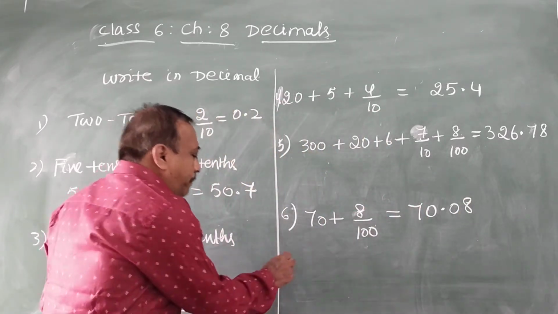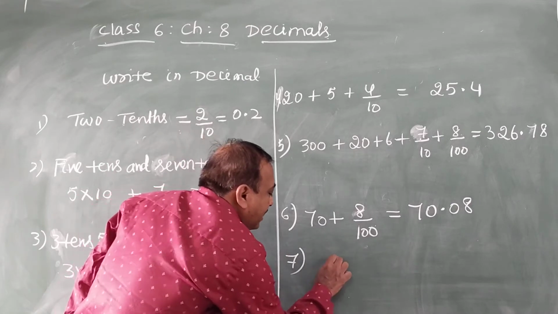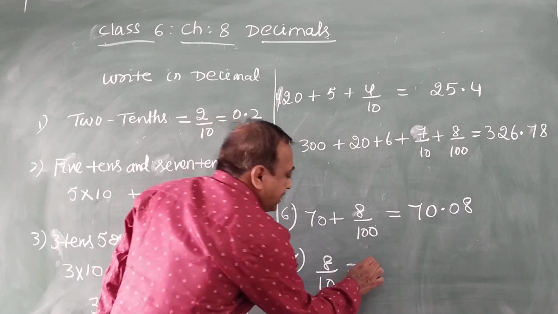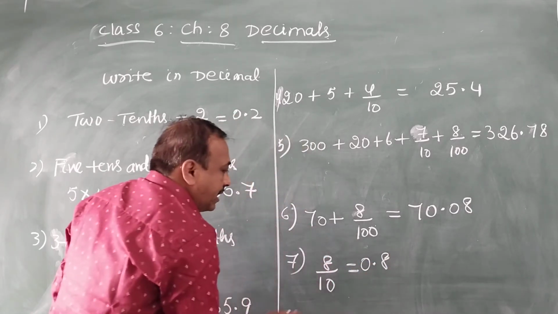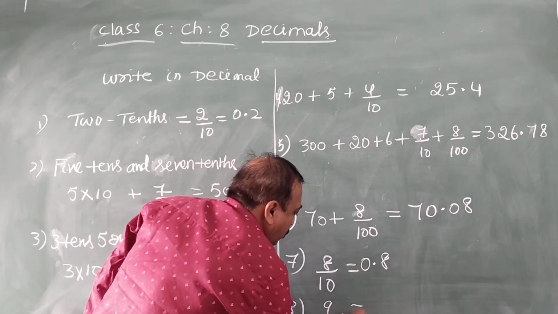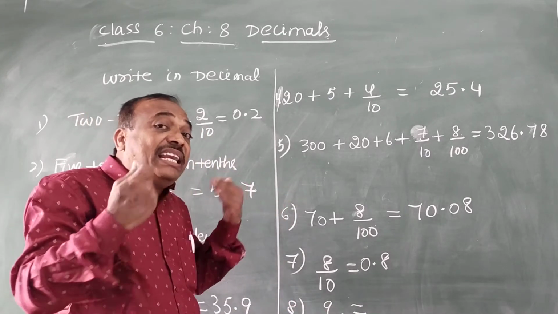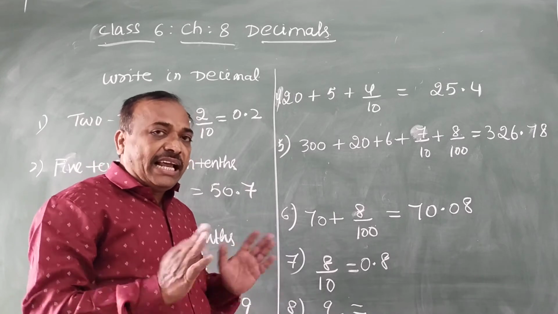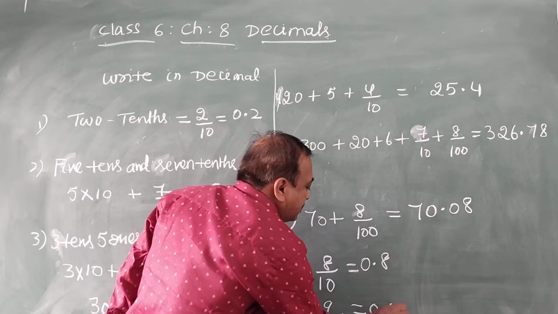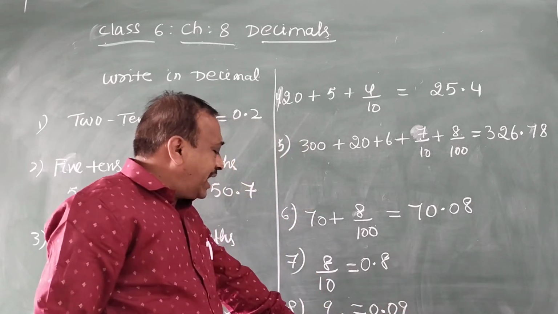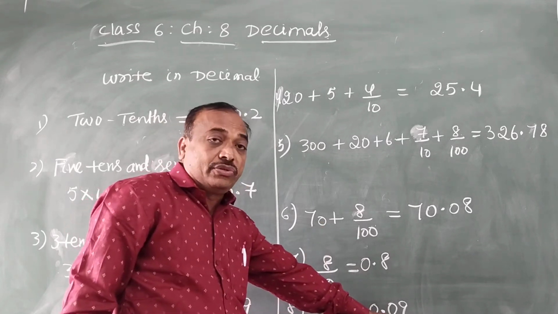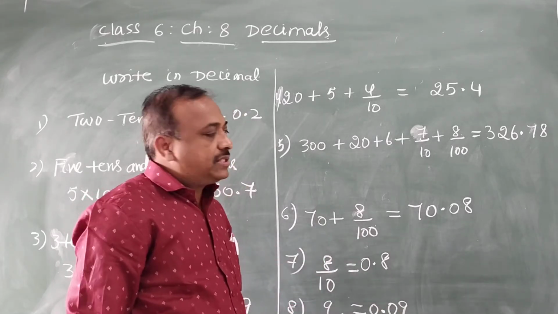Let us see some more examples. Like 8 by 10 is there. How do we write? Yes, 0.8. And 9 by 100 is there. How do we write? As it is 900s, tens we don't have. So 900s means 0.09. As we have two zeros in the denominator, we should have two zeros after the decimal point.